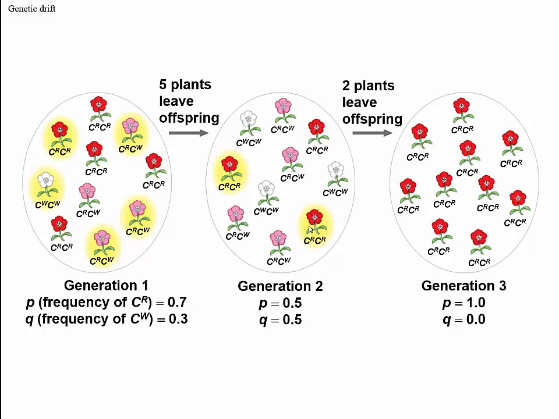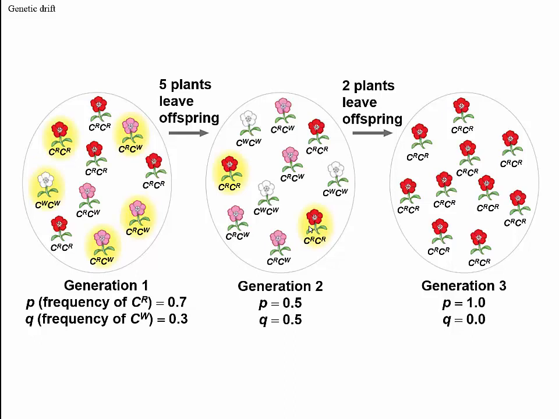So if they selectively picked red ones, then the generation is now changed, and P, the frequency of the red, is no longer 0.7, it's 0.5, and Q has now raised itself to 0.5 also. So if we again take out 2 more plants, we will have another generation, and let's say we just take out all the white plants. We will get a population that is going to end up being all red.